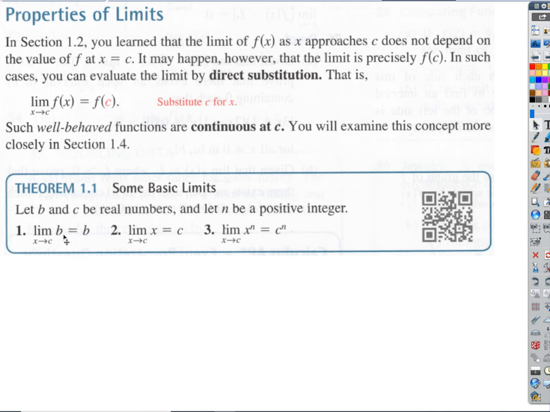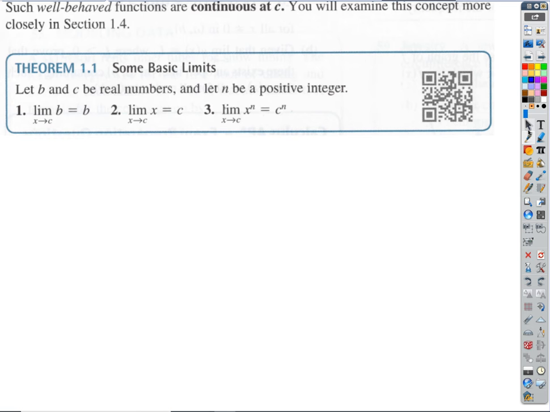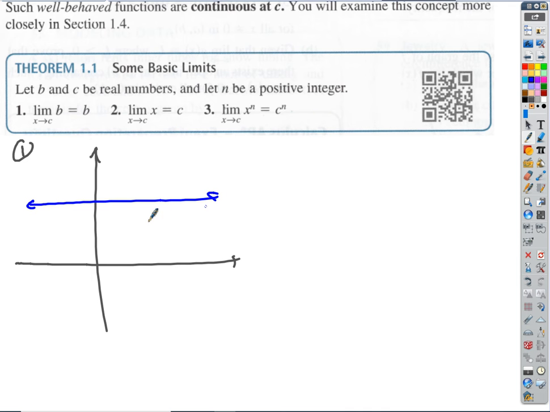Like, what if we're going to take the limit of b, where b is a constant, as x approaches c? Think about that in terms of a graph. What would the function f of x equals b or y equals b look like? So we're looking at example 1 here. How do I graph y equals b if b is a constant? Horizontal straight line, isn't it? Wherever b is on the function, and let's just say it's right here. If those are the coordinates 0, b, then that's our function, right? Y equals b, or f of x equals b.